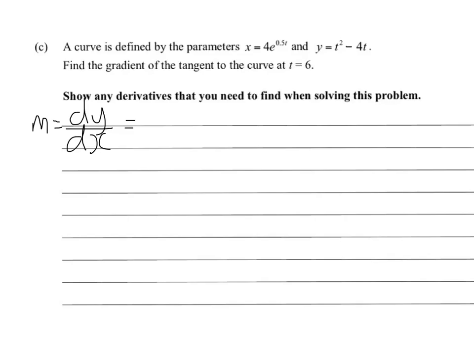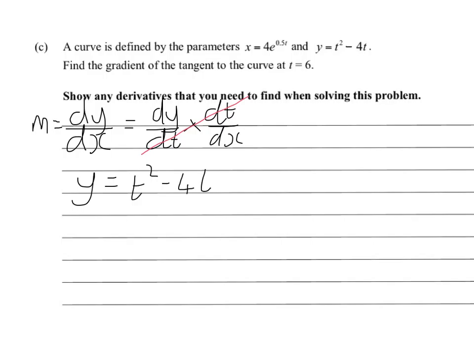Now the only way we're going to get that is by using the chain rule. So if we differentiate dy with respect to t, and then we differentiate t with respect to x, we will have those two dt's cancelling, and we'll be left with dy/dx. So we've already been given y equals t squared minus 4t, and if I differentiate that, dy/dt is 2t minus 4.